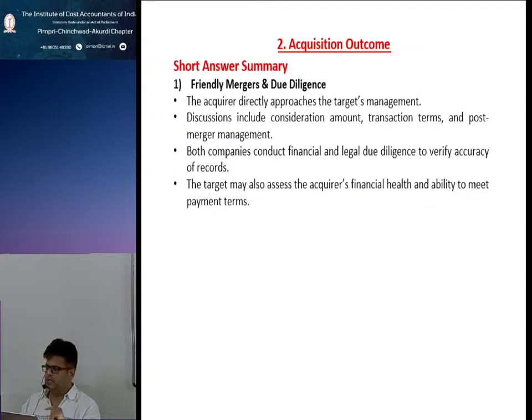So with this, the chapter gets ended, and thereafter, as a matter of practice, there are short answer questions and answers. One deals with friendly merger and due diligence. In that, the concept is that the acquirer directly approaches the target's management. Discussions include consideration amount, transaction terms and post-merger management. Both companies conduct financial and legal due diligence to verify accuracy of records, and the target may also assess the acquirer's financial health and ability to meet the payment terms.